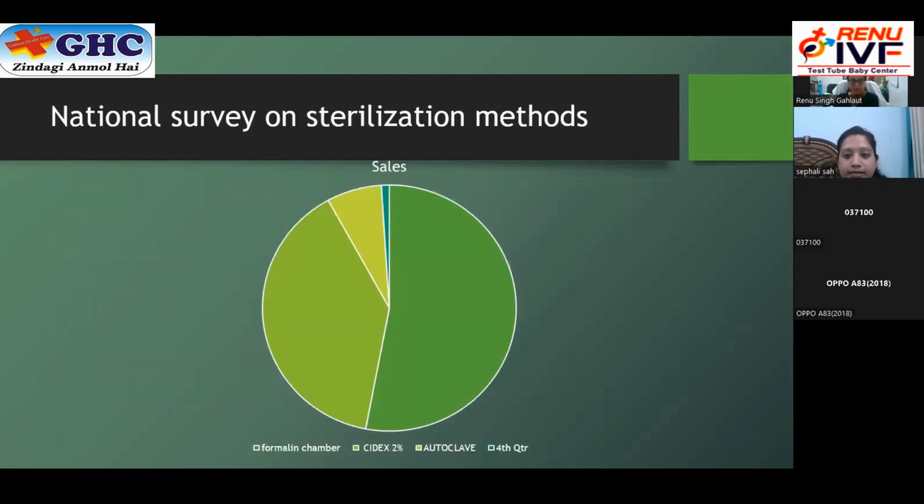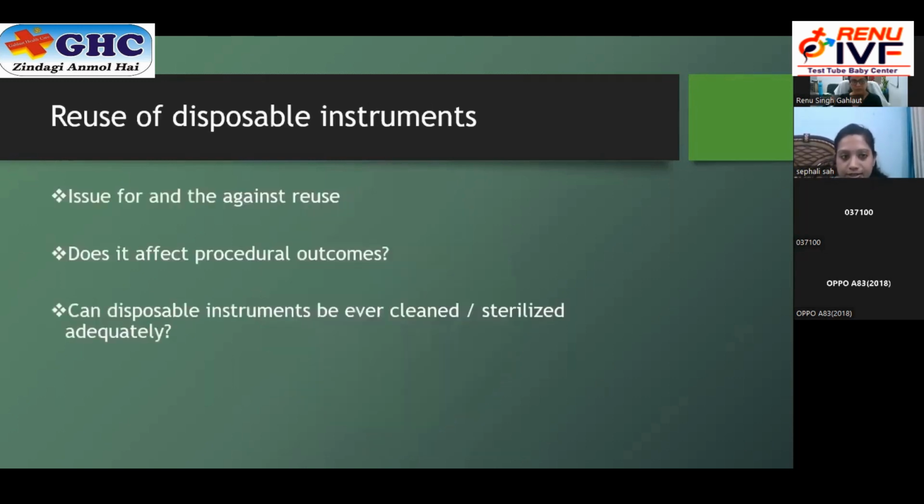Now, a national survey says that the method we use in India, most commonly, is the formalin chamber. Our surgeons basically use the formalin chamber for sterilization, but it is not effective, as I showed you in the next slide. Then it is followed by Cidex, then autoclave, and the fourth one is gas plasma sterilization.